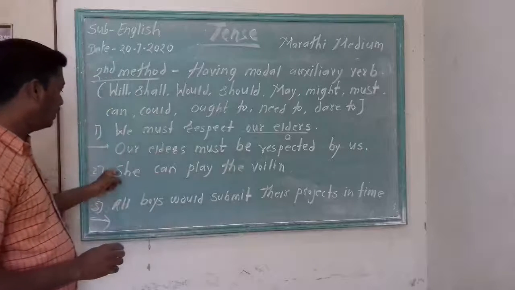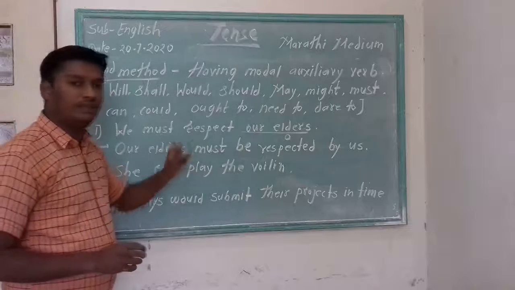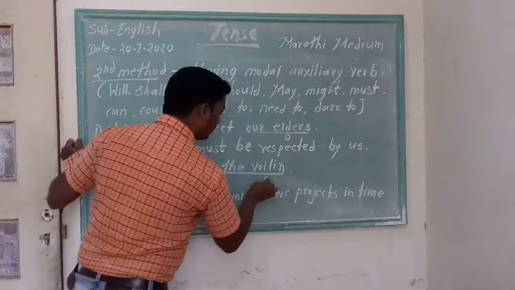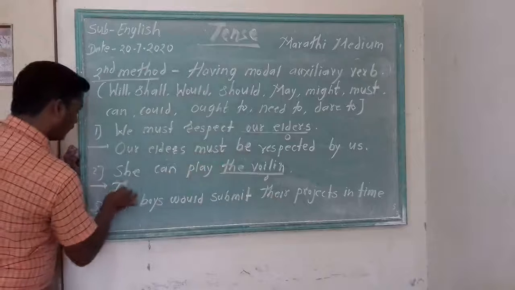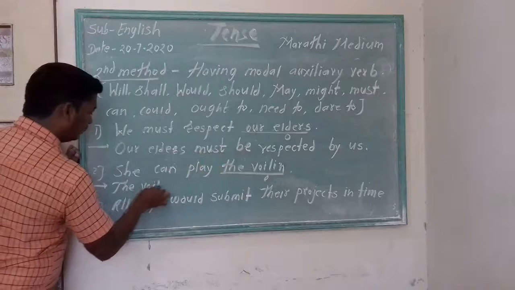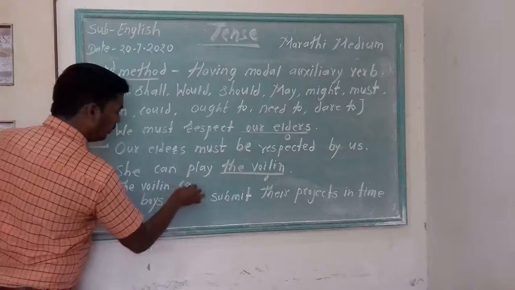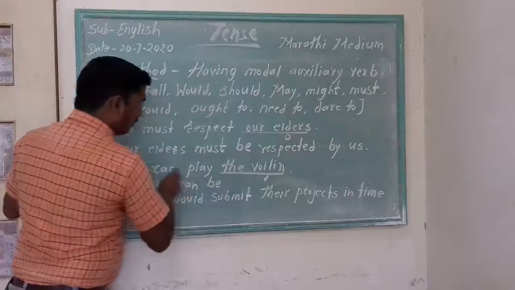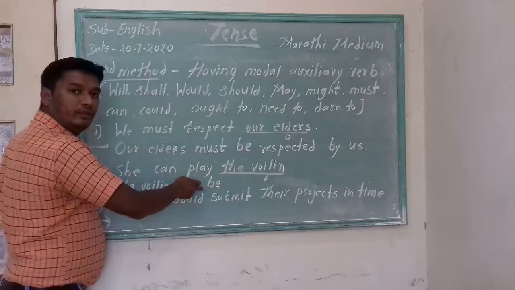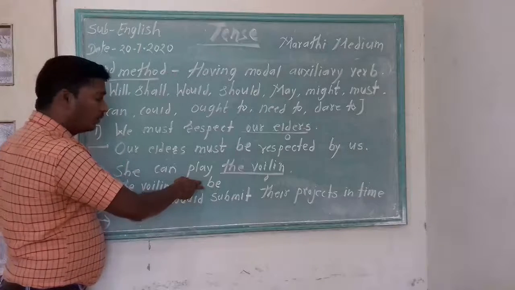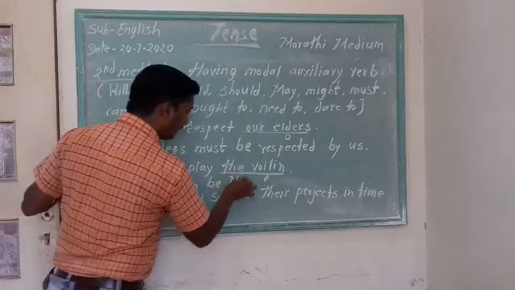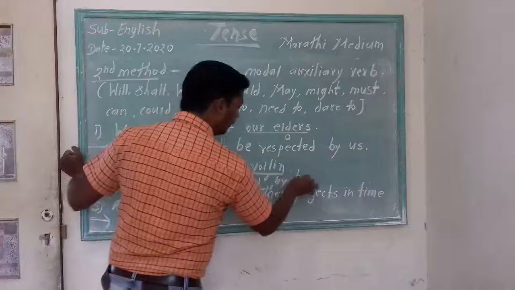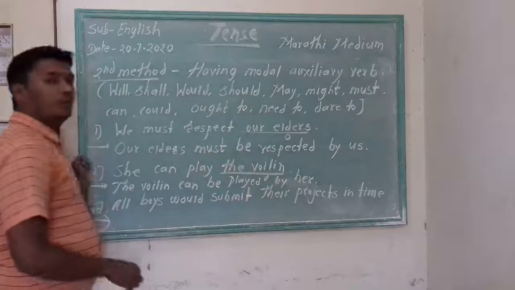Now the next sentence. She can play the violin. Violin is the object, so first, at the place of subject, the violin. Then the modal auxiliary verb can. After can, take be according to our rule. Play into played, V3, then by, then she into her, subjective case into objective case.